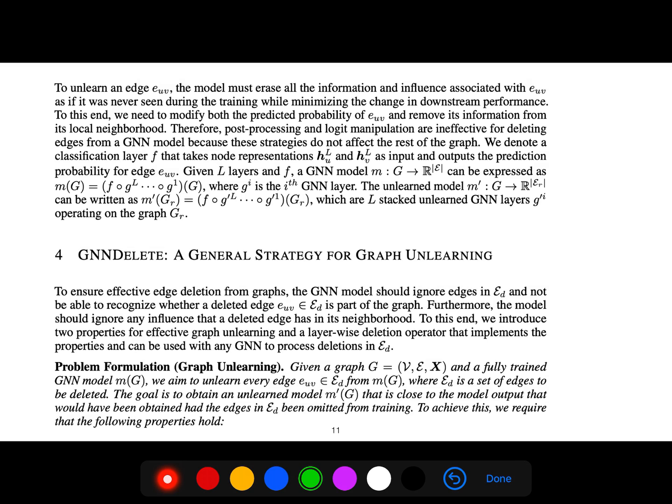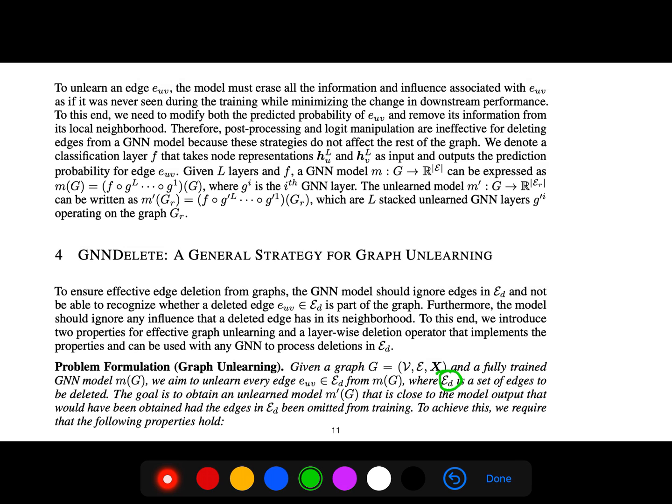So what is the problem? Given a graph and a fully trained GNN model M, we aim to unlearn every edge in E_D, where E_D is the set of edges to be deleted. The goal is to obtain an unlearned model that is close to the model output that would have been obtained had the edges in E_D been omitted from training.